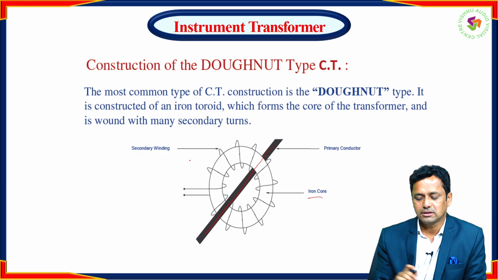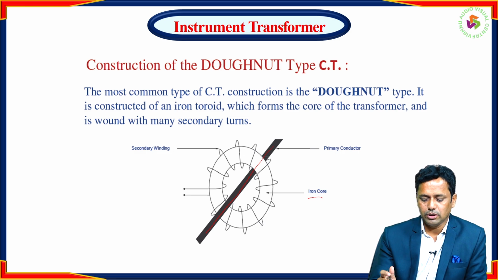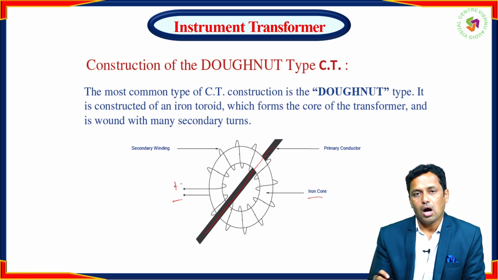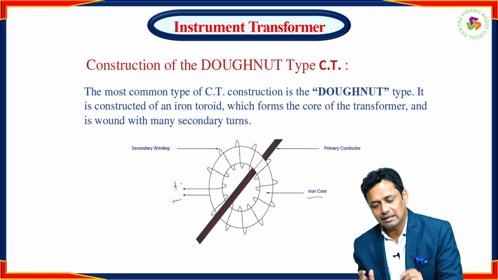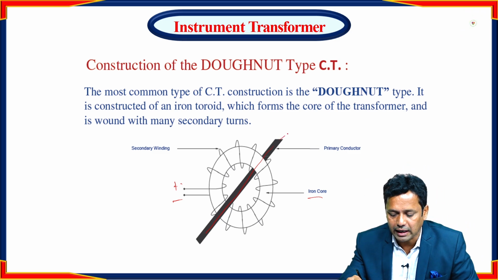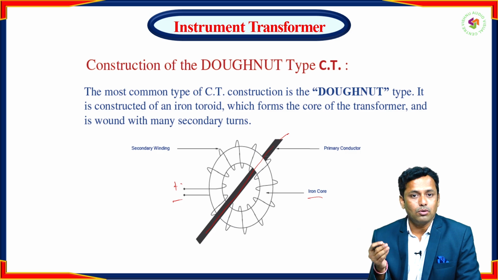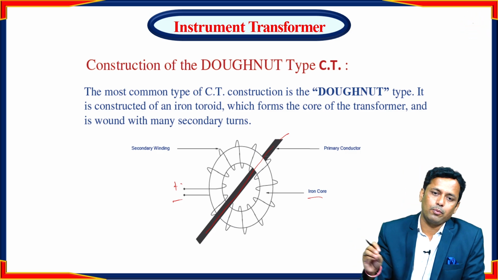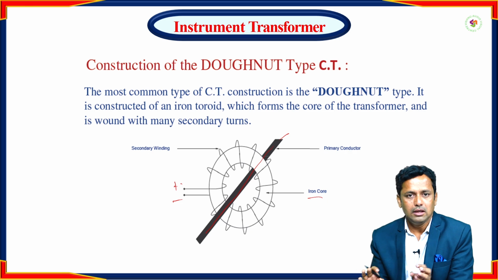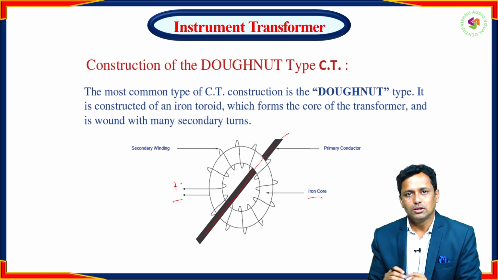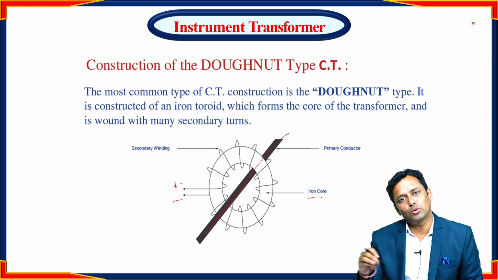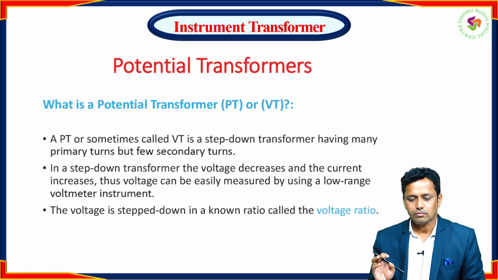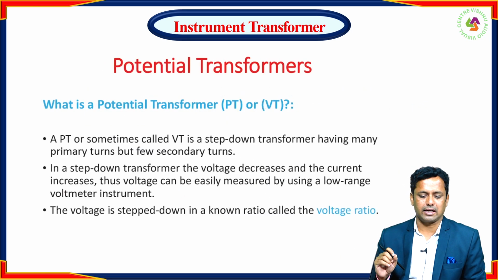The secondary windings are connected to this plus and minus, to the supply. How much current is flowing through the primary conductor? The meter connected to the CT gives the current flowing through that wire, so we directly measure how much current is passing through the conductor. Then we go for the potential transformers.